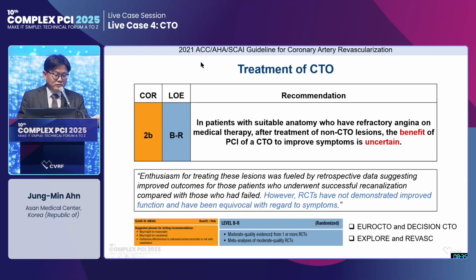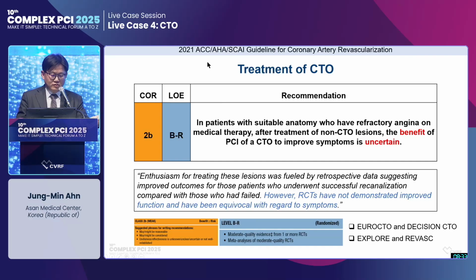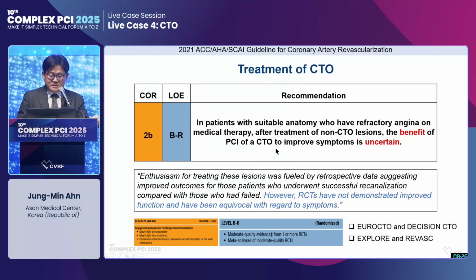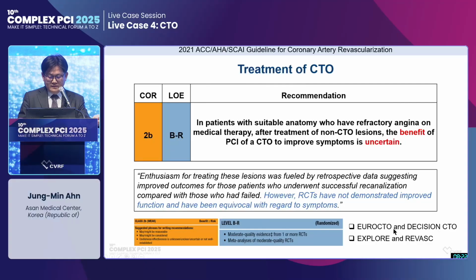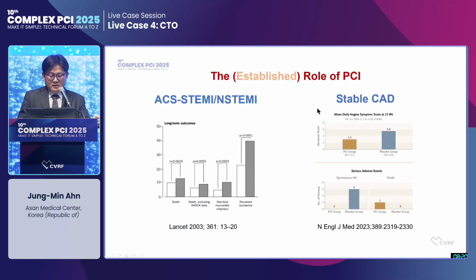For 2021, 3 years later, the CTO guideline was a little bit downgraded to B. So the benefit of CTO PCI to improve symptoms is uncertain. Why? This is based on at least 4 randomized trials. So I'd like to start with the role of PCI.